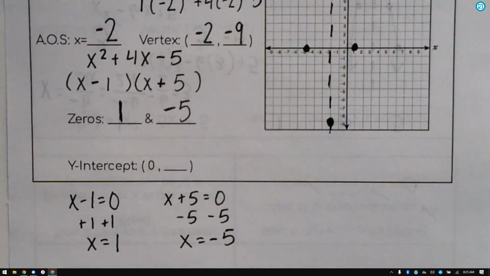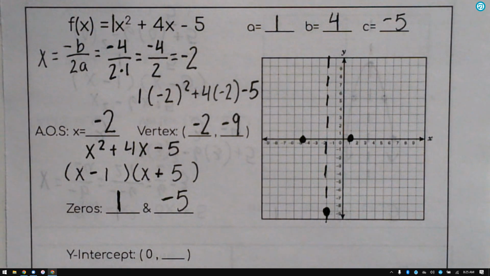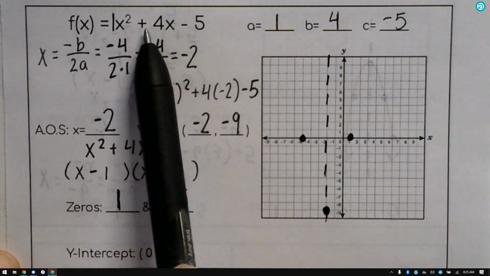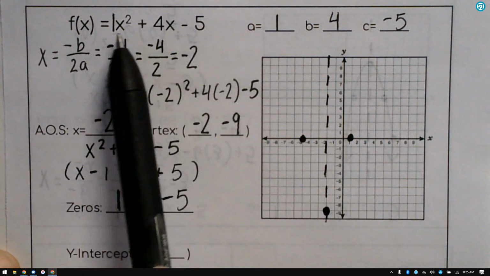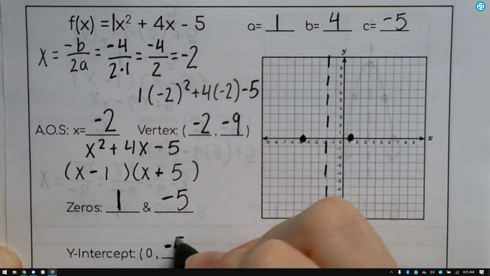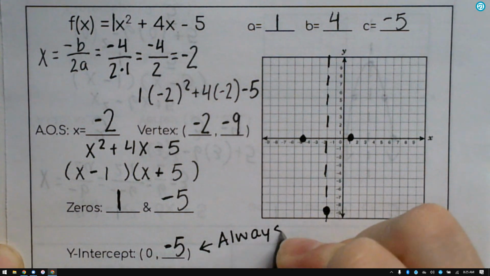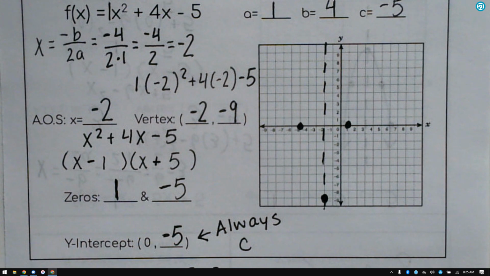Okay, last thing then is our y-intercept. For our y-intercept, we're always plugging in 0 for x. So we'll be doing 0 squared, which is 0, plus 4 times 0, which is 0, minus 5. So 0 plus 0 minus 5 is just going to be -5. You want to put a note to yourself right here that this is always your c value. And then we're going to graph that.